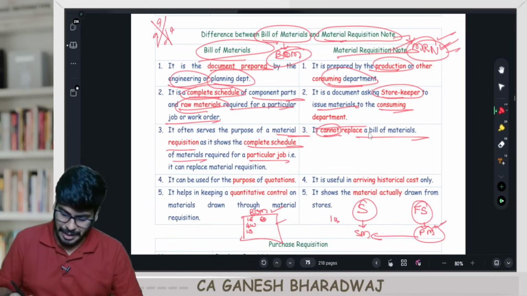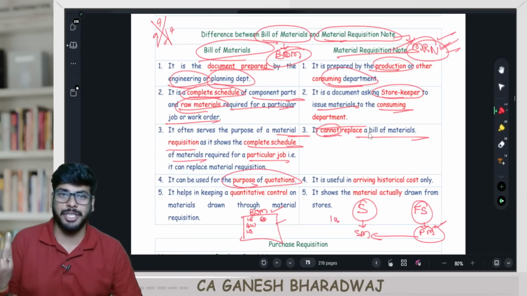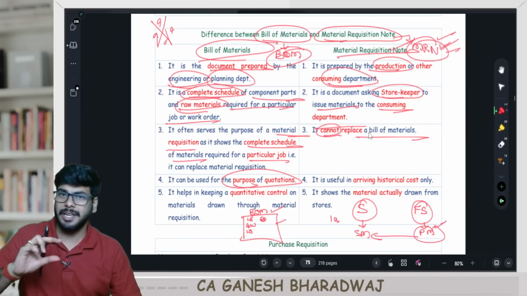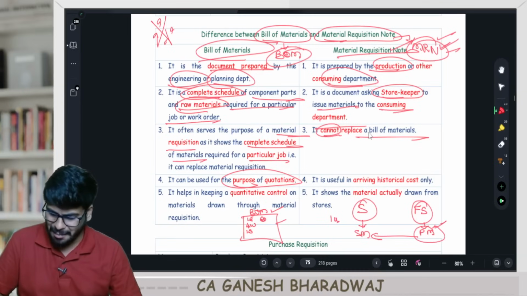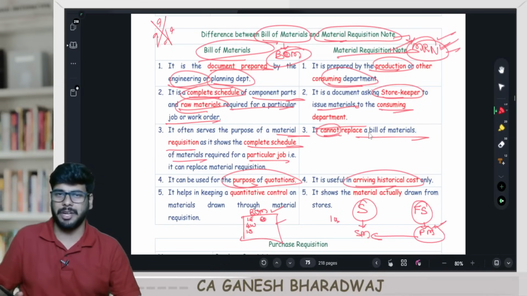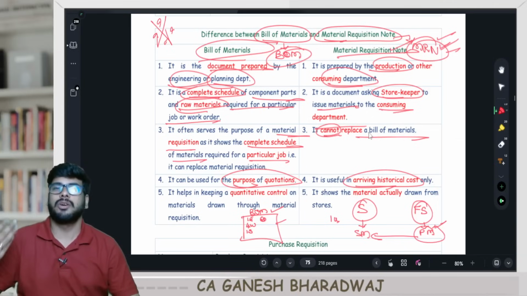Then your bill of material can be used for the purpose of quotations. Correct? For me to produce 1 unit of FG, how many different types of raw material are needed? Based on this, I can prepare a quotation. MRN is useful only for arriving at historical cost. Sir, this year, last year, I made so and so number of requisitions. Every requisition, I ordered so many kgs, and what is the cost I can arrive at? It can't be used for coming up with quotations.